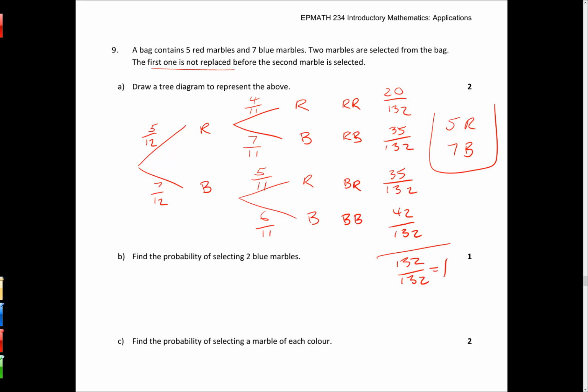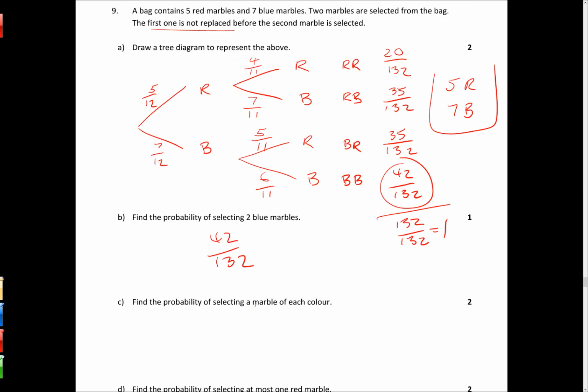So the probability of selecting 2 blue marbles was this option, 42 on 132. I'm not going to bother simplifying it, I just don't want to. Find the probability of selecting a marble of each colour.